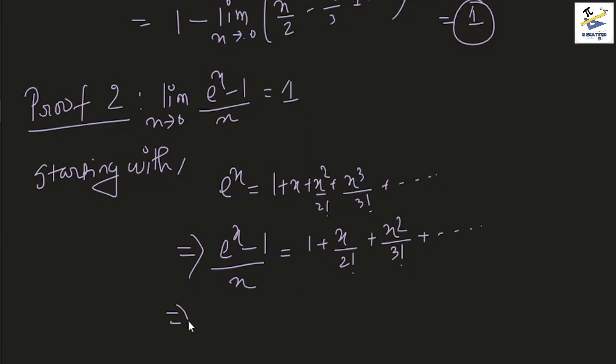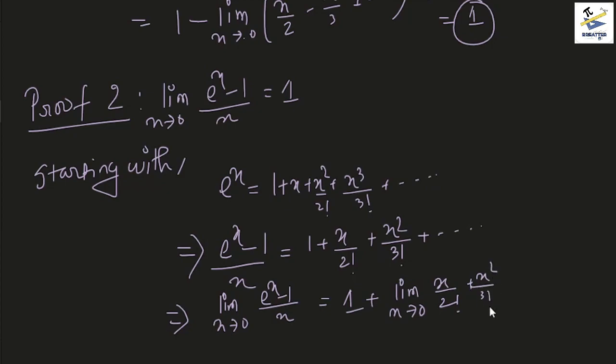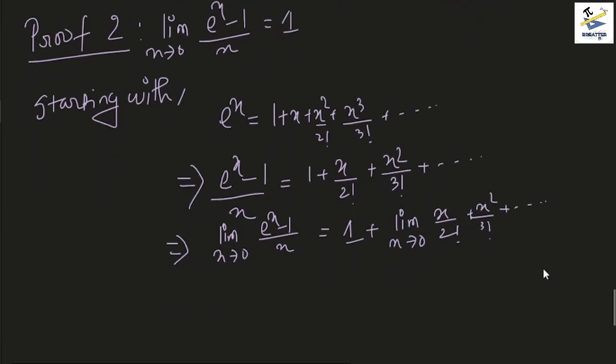Now if you apply limit to both sides, what you get is this: you get limit x tends to 0 e to the power x minus 1 by x equals to 1, since it's a constant, plus limit x tends to 0 x by 2 factorial plus x square by 3 factorial, and so on. But then again, all of these terms are 0, so the answer should be 1 plus 0, which is 1, right? I have used this definition because I have already showed you how to get the Taylor series for e to the power x in the previous videos, so I just used the result directly. If you really want to revisit, you can just have a look at the previous videos to see how this was derived. I have done it in every step possible.